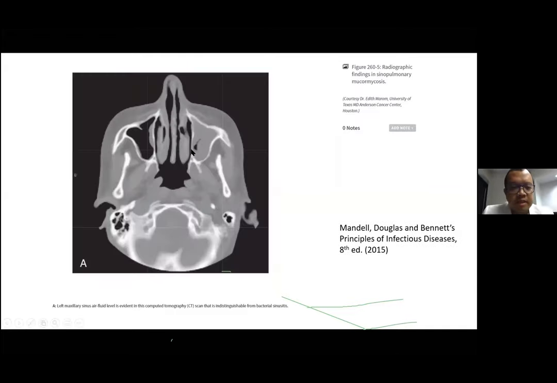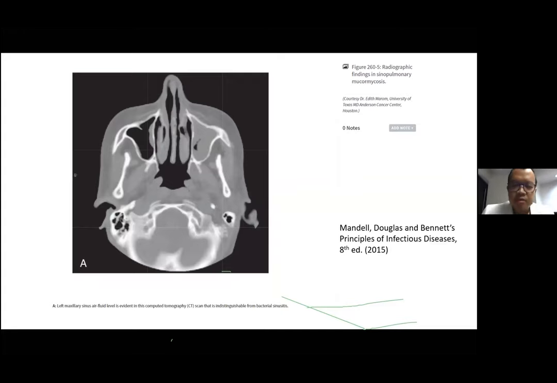Then this one is actually a very non-specific picture of a CAT scan. As you can see, there's opacification of the left maxillary sinus. This is non-specific; we see this all the time. So this is just how it starts, okay? And again, if it's the right host, that's the key, the right host, then we suspect mucor.